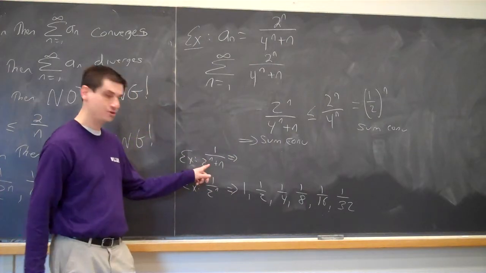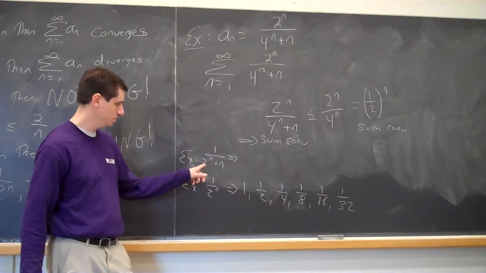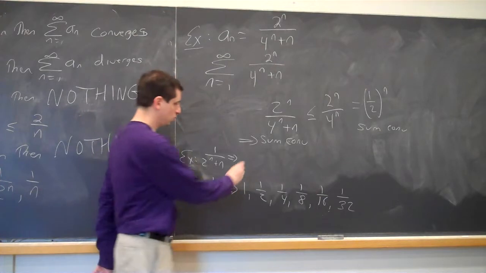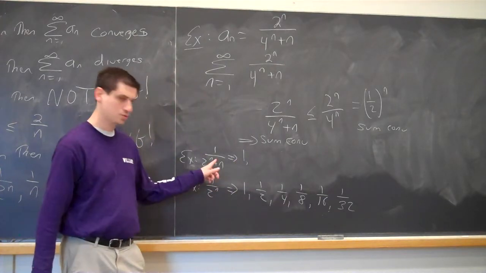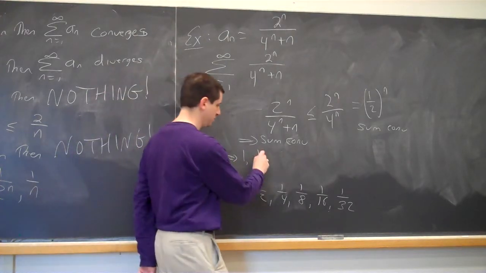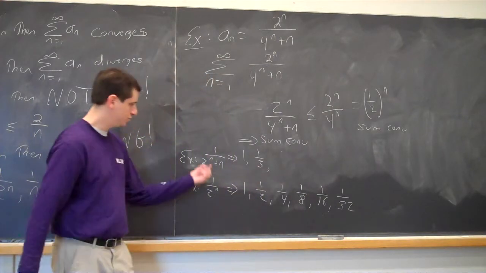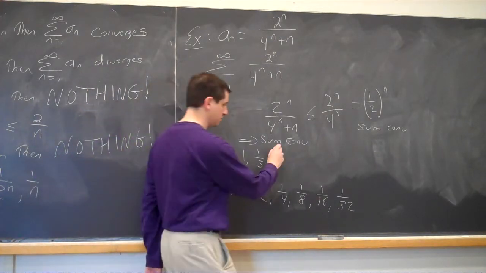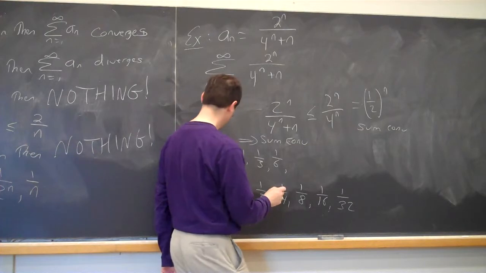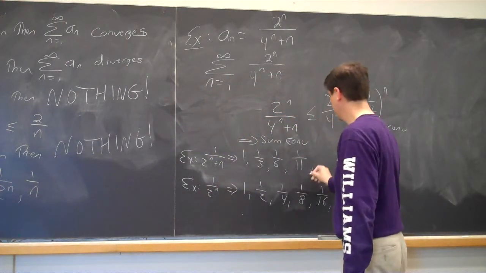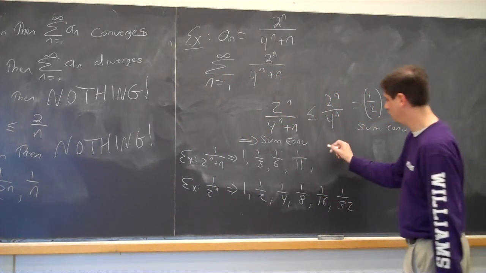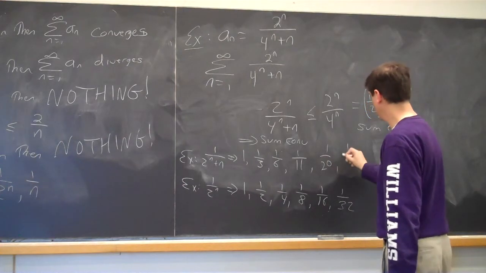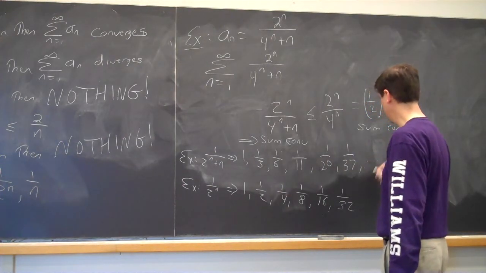If I go over here, the first term when n equals 0 is 1 as well. Then when n equals 1, I get 2 plus 1 is 1/3. Then when n is 2, I get 1/4 plus 2 is 1/6. 1/11. When n is 4, 1/20th. 1/37th. Dot, dot, dot.